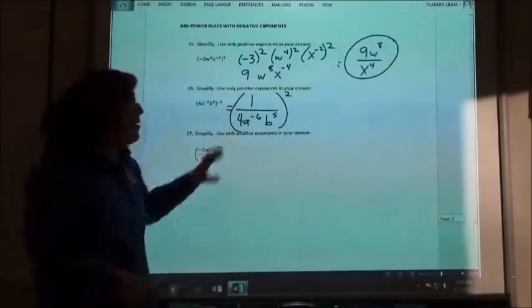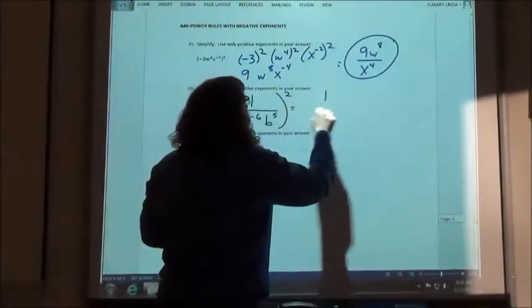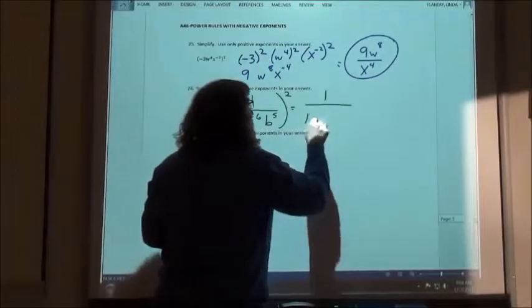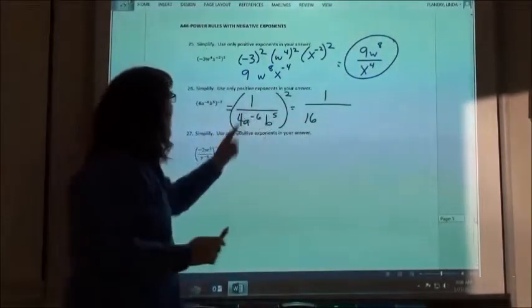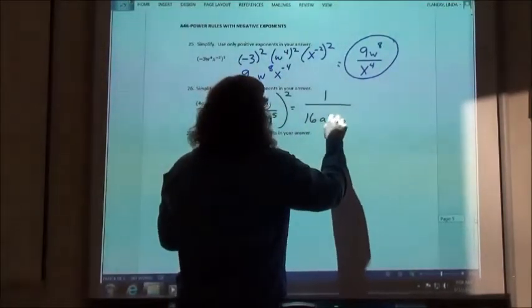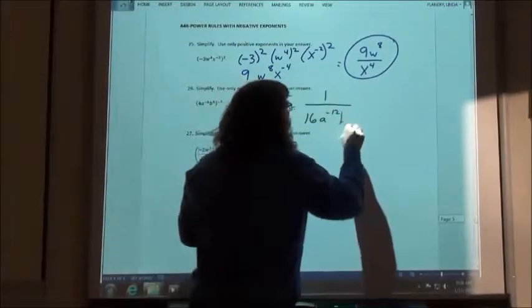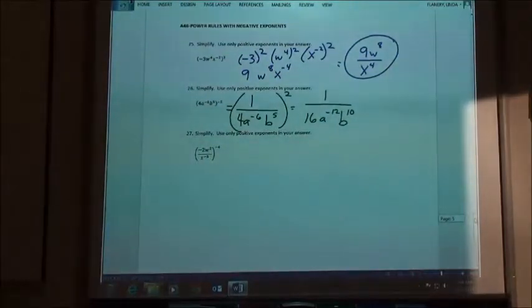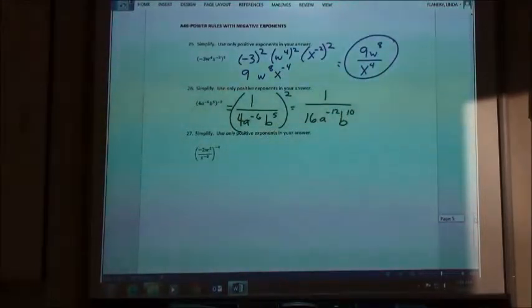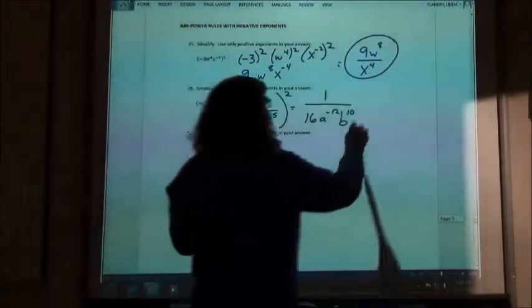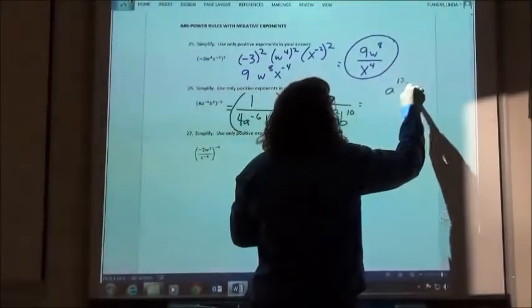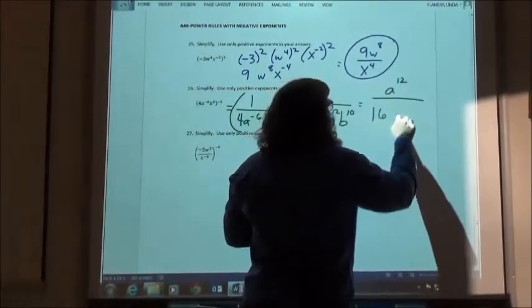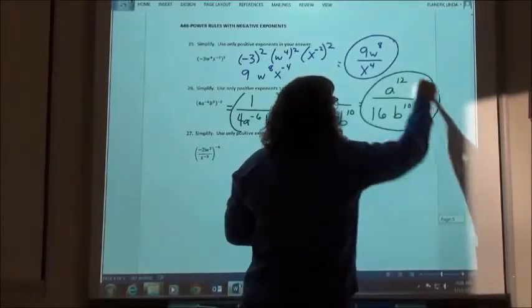Now I'm going to square. So 1 squared is 1, 4 squared is 16, then multiplying my exponents, I'm going to get a to the negative 12, b to the 10th. I still need to rewrite that without that negative exponent. So the a that's negative on the bottom is going to move up to the top to make my exponent positive. So on my final answer, the a to the 12th is on top, 16b to the 10th is down on the bottom.